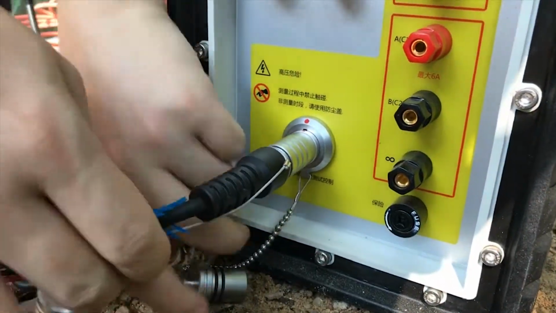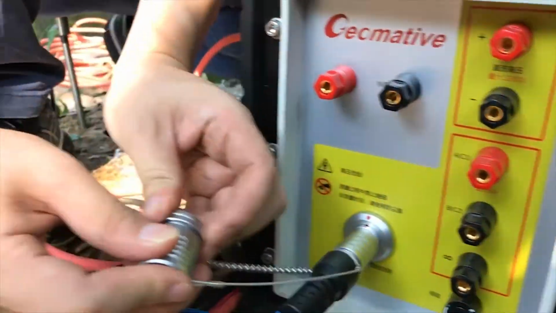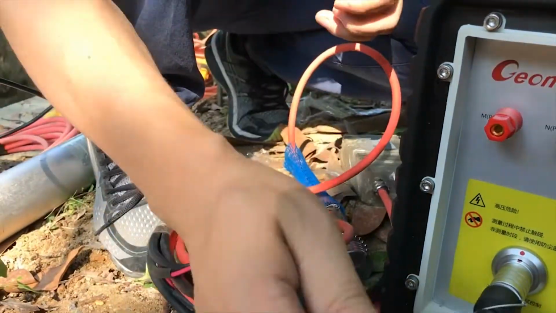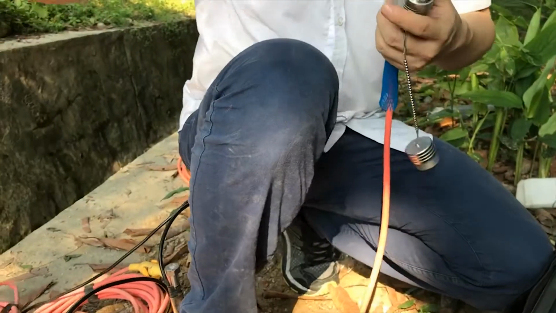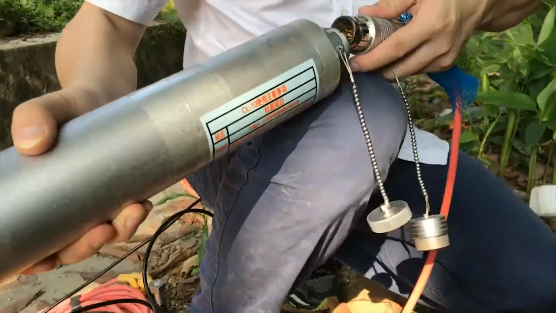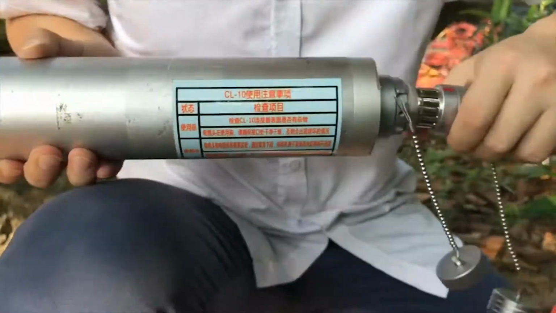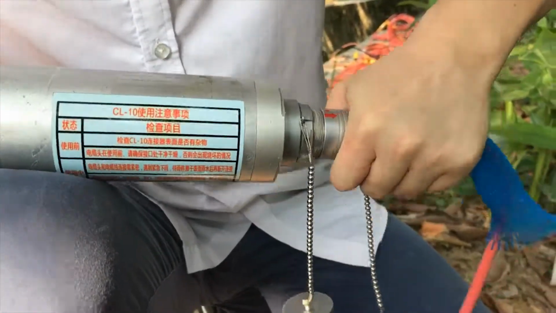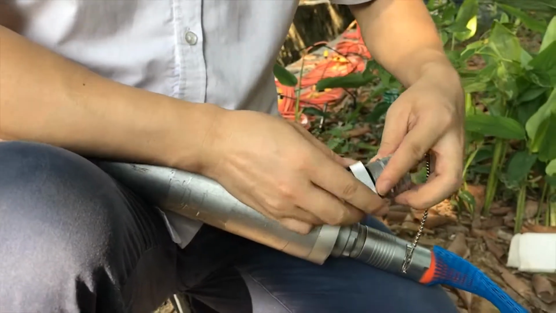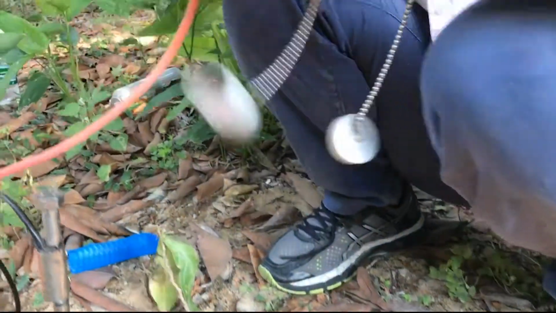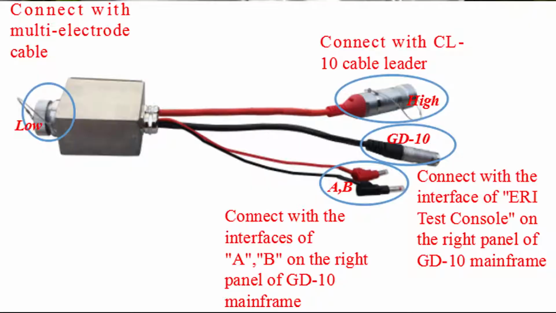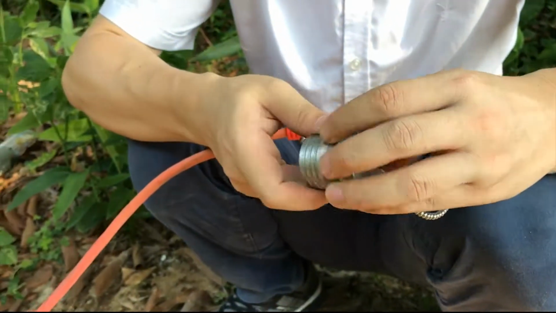The L-tap cable is connected with this mainframe first, and the AB points will be connected with the right panel of the mainframe. The ports are connected with the cable leader. The ART cable is used to connect the ART cable and the mainframe. The other ports of the L-tap cable will be connected with this ERT cable directly.